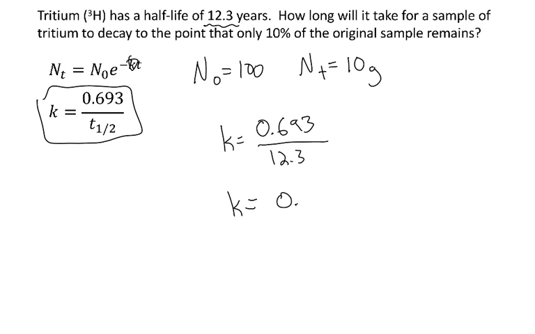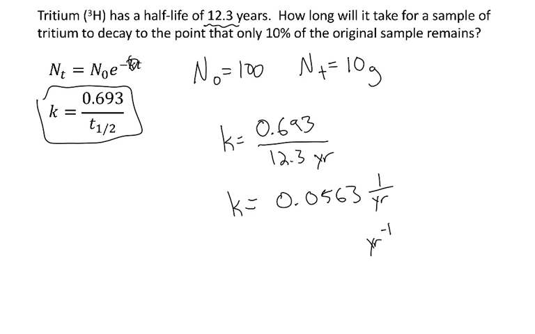of 0.0563. And the units on the half-life were in years. And so the units on K are always the inverse of the units on the half-life. So my units are going to be 1 over years. Or instead of writing 1 over years, sometimes what you'll see people write is years to the -1 power.